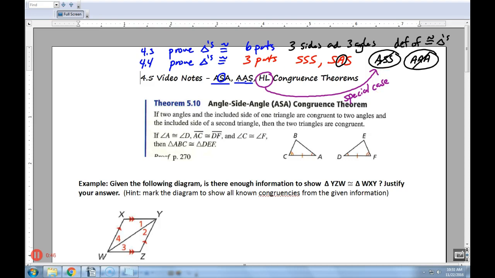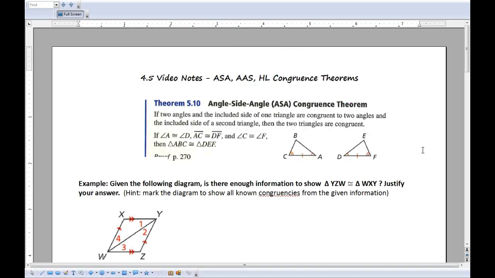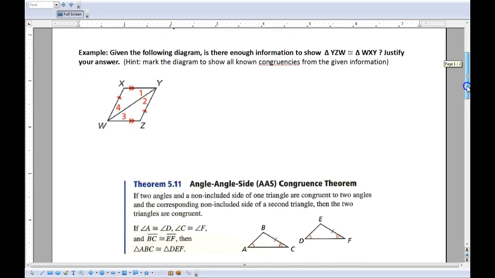So let's learn about the 3 in a little bit more detail. Theorem 5.10, angle, side, angle, basically says that if you have 2 angles congruent with 2 other angles, and I have the side that's included, the side that's touching both of those angles, or the side in between the 2 angles, then the 2 triangles must be congruent. So in a proof, my final step now, I can use ASA if I would like to prove that 2 triangles are congruent. So let's look at the example below and see if we can work one of these out.